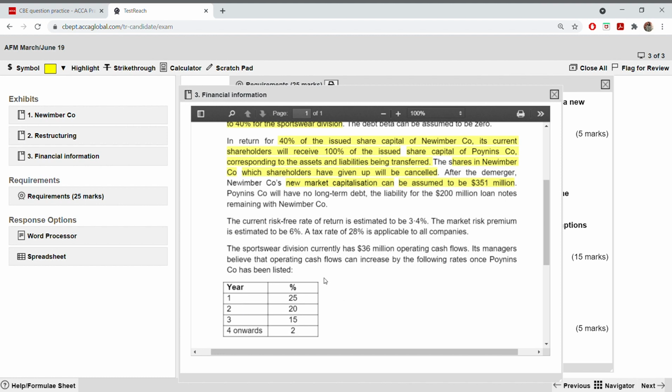Okay, what did they say? The sportswear division currently has 36 million operating cash flow. Its managers believe that operating cash flow can increase by the following rate. So it will keep on increasing. So definitely 2 is there. 4 onwards. This means that you have to calculate terminal value also.